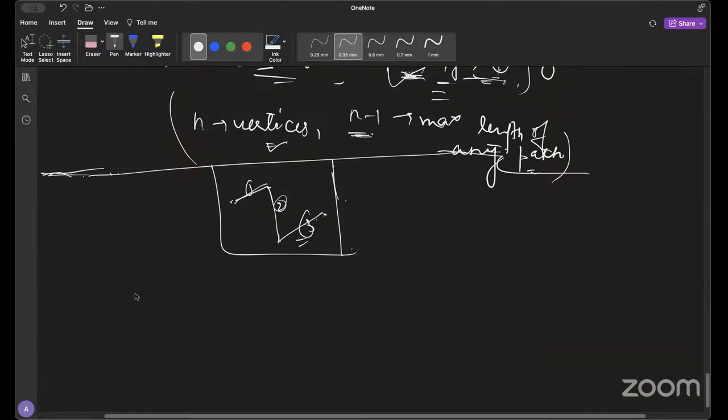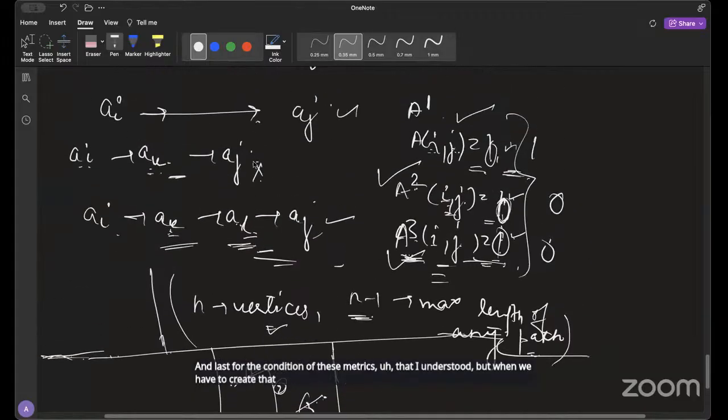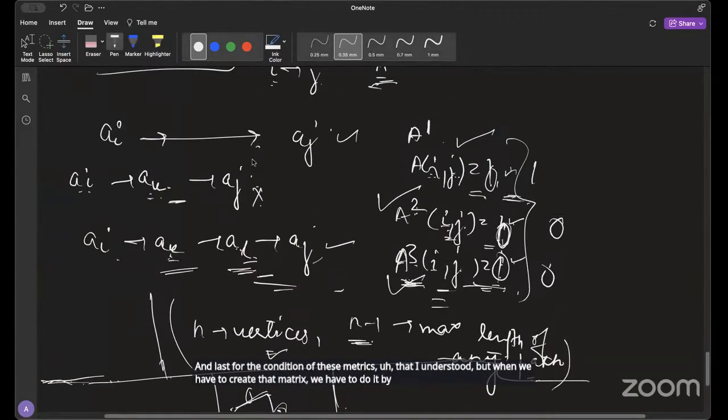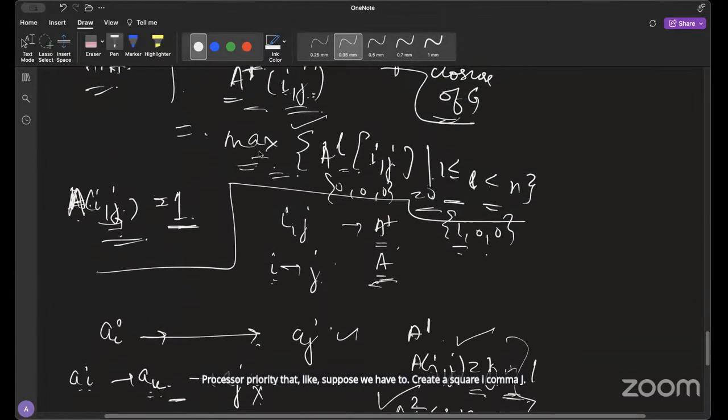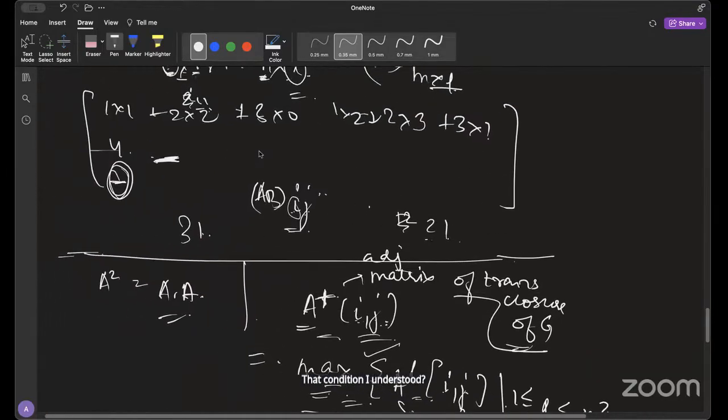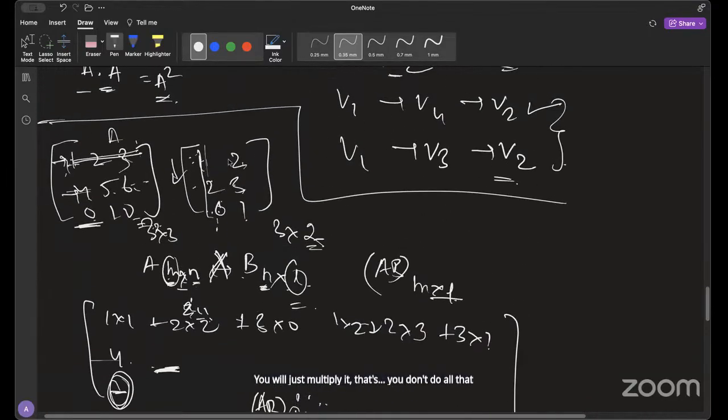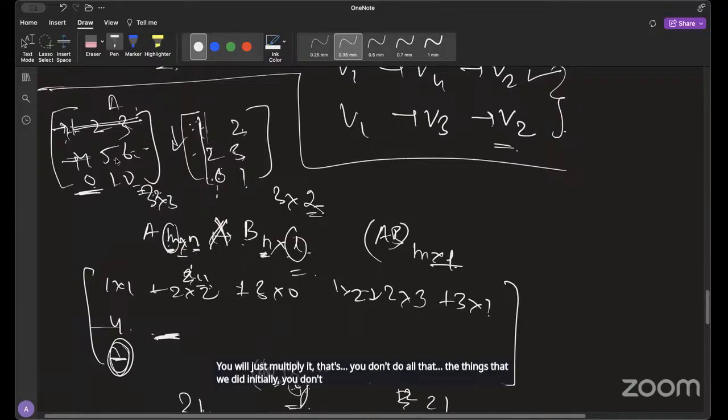And last query, the condition of this matrix, that I understood, but when we have to create that matrix, do we have to do it by manual hit and trial, or is there some process or priority? Suppose we have to create A square, the condition for i, j I just understood. Multiply it. You don't do all that. The things that we did initially, you don't do that. You just simply multiply the matrix.